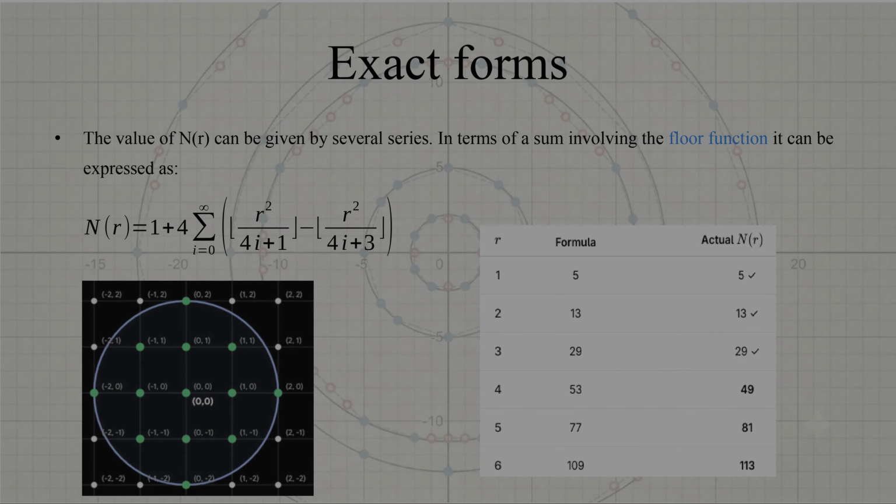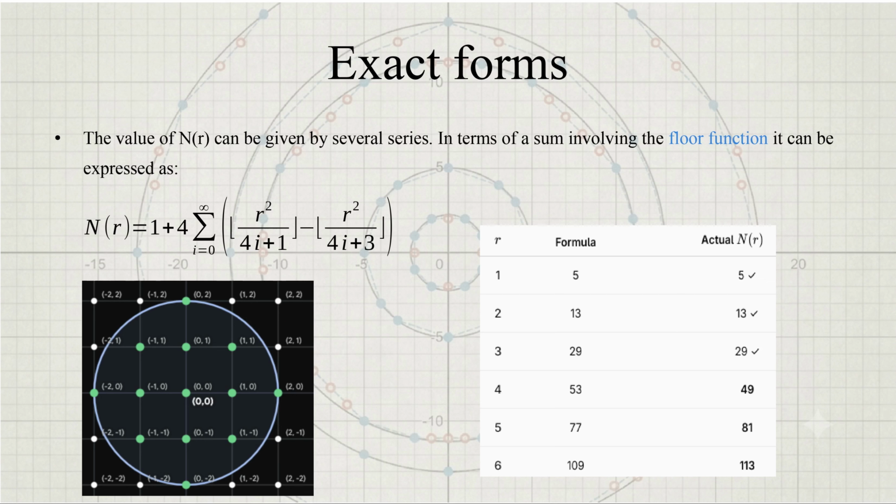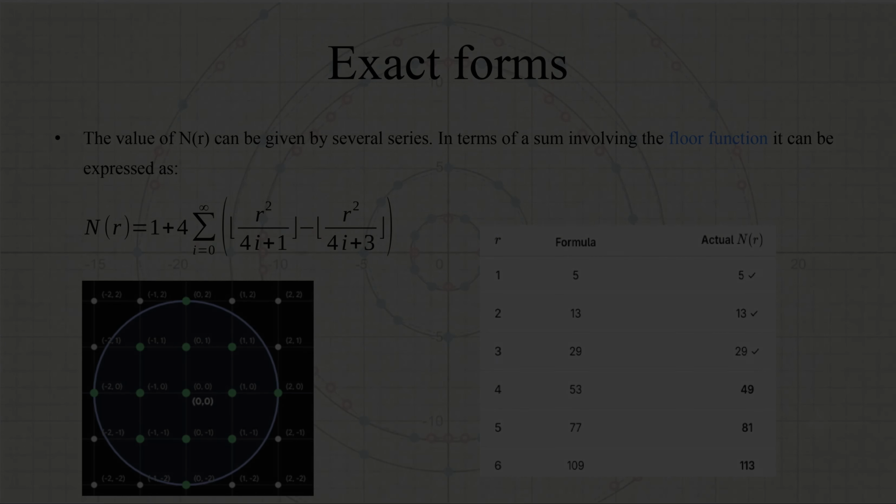While bounding the error is hard, the value of N(r) can be given by several series. In terms of a sum involving the floor function, it can be expressed exactly as N(r) equals 1 plus 4 times the sum from i equals 0 to infinity of the floor of r squared divided by 4i plus 1, minus the floor of r squared divided by 4i plus 3.